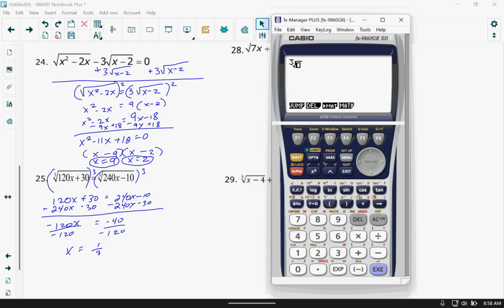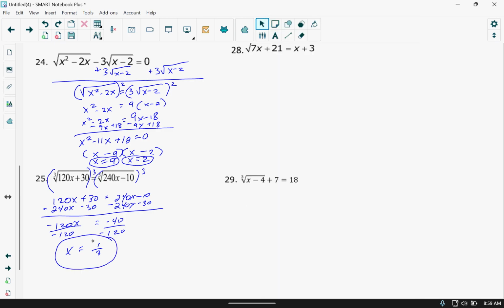So shift, parentheses 120, parentheses 1 over 3, and then plus 30. So that gives me 4.1212853. Then I'm going to check the cube root on the right. So this is 240, parentheses 1/3, 1 over 3. Close the parentheses and then minus 10. Now it's not a big deal that it gives us a decimal. We just have to make sure that both of them give us the same decimal, which it does. They're the exact same decimals. So x equals 1/3 is the answer, and it is not extraneous.